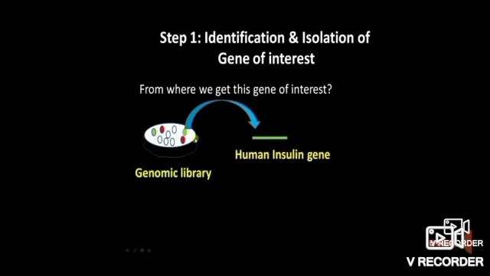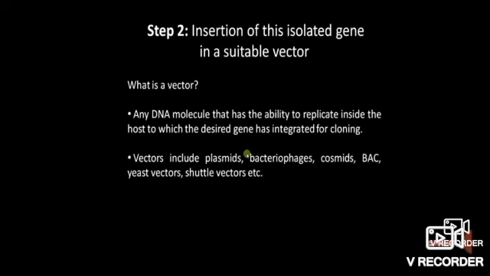As I mentioned, genomic library is a source from where we get our gene of interest. So step 1 is we have taken human insulin gene from genomic library. Step 2. Now we need to insert this human insulin gene into a suitable vector. Before that, we need to know something about vector.